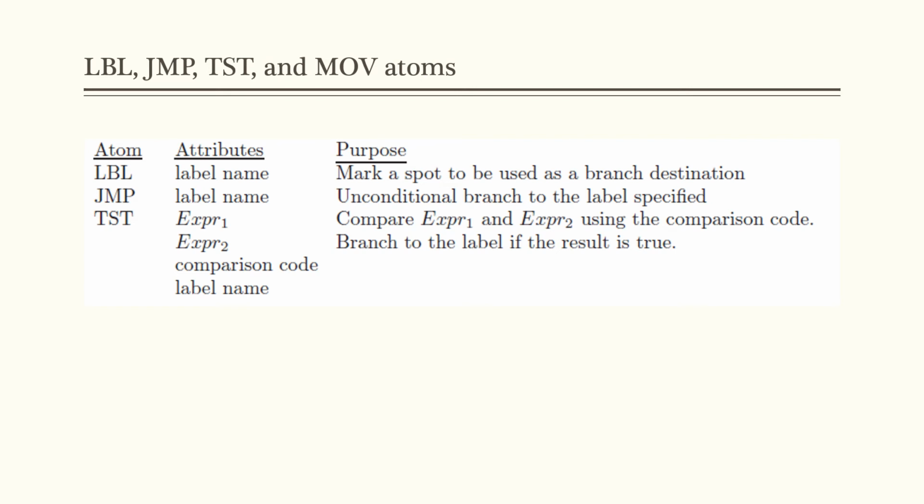TST is used for comparison. When you have a Boolean expression, you want to compare between two expressions, expression 1 and 2. This also will branch to the label if the result is true. If the result is true, then you have to go to another label. So TST is normally used when there is an expression to compare. Like in the if statement, they have a comparison for the expressions, then you need to use a TST.